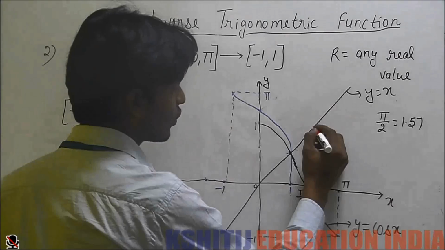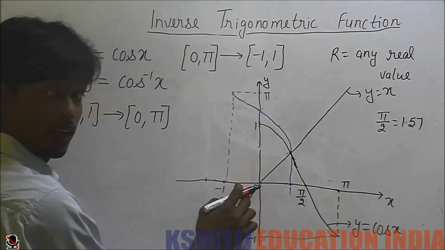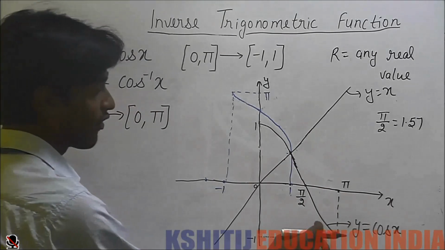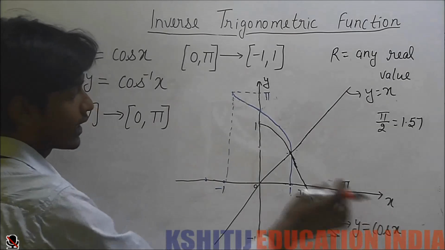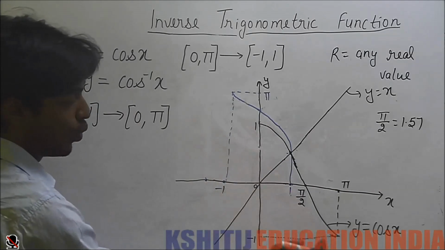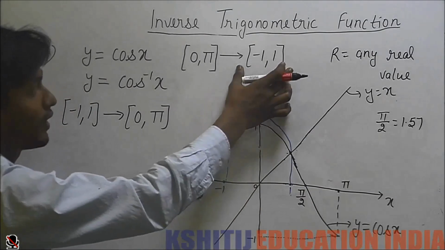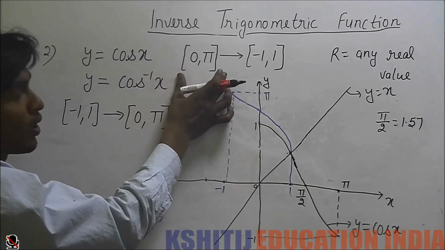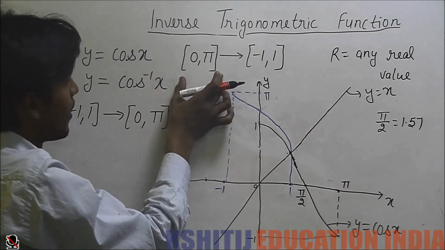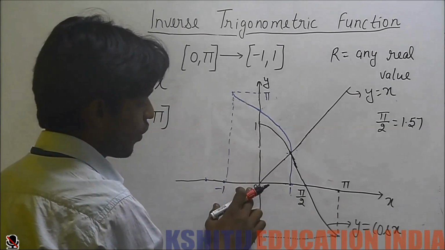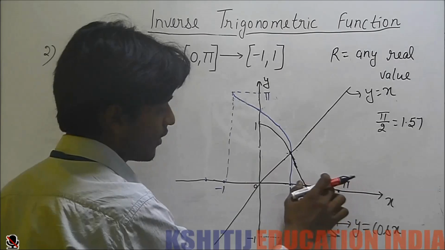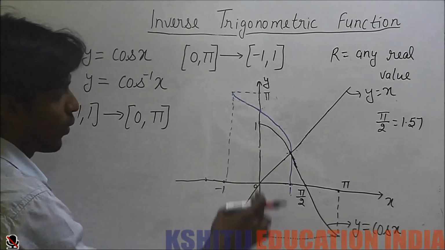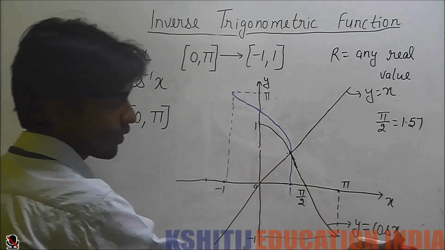Here the line y is equal to x passes through the origin, and we have the term y is equal to cos x. In its graphical representation, 1 to -1 is the range of the given function, and 0 to pi is the domain of the given function cos x. So the possible values of x that we can put into cos of x are 0 to pi, which is the domain, and -1 to 1 is the range of the given function cos of x.